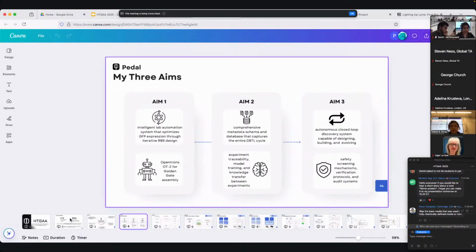And then lastly, I didn't get to this completely, but ideally an autonomous closed loop system that is capable of designing, building, and evolving by itself. That also comes with safety screening mechanisms to make sure that it's not creating a bioweapon or anything. An audit system would be nice.